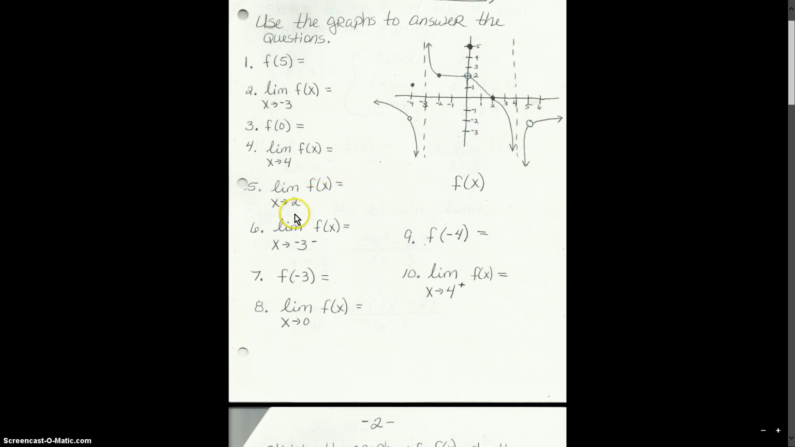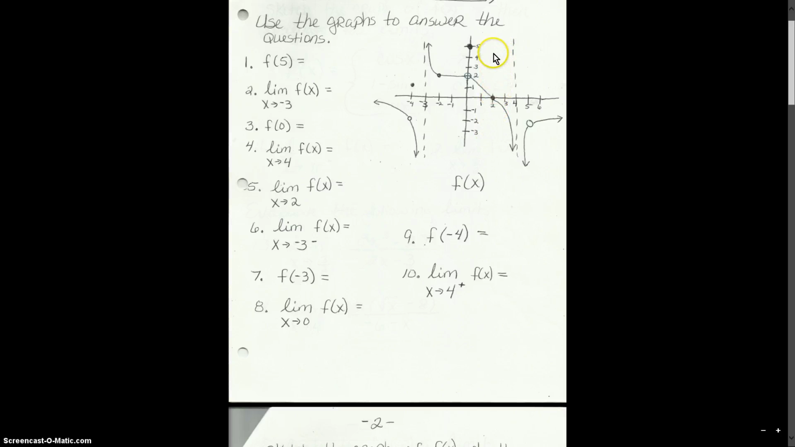Number 5, the limit of f of x as x approaches 2. Okay, so here is 2 right here. Draw yourself a line if you need to. Again, before I say what the limit is, I have to approach from both the right and from the left-hand side, and they have to be equal.